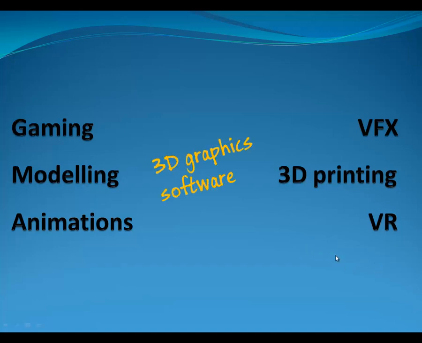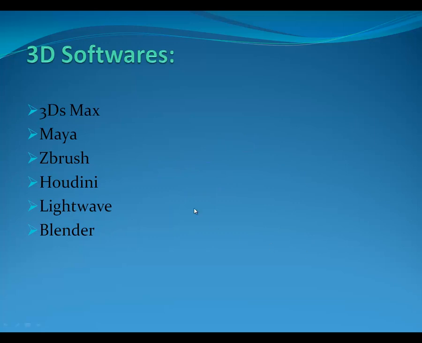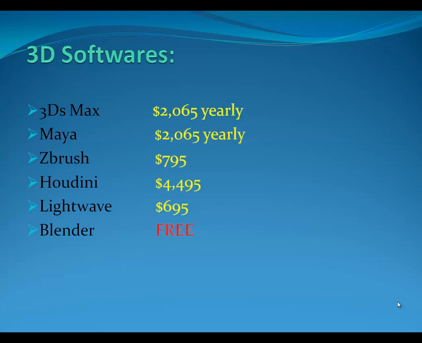All of these things we can do in 3D graphics software. There are many types of 3D graphics software, and the main ones are 3ds Max, Maya, ZBrush, Houdini, Lightwave, and also Blender. Not all software is free to use. Mostly all 3D software used in the game industry, movie industry, and other spheres is paid, and you need to pay to use the full version. And there are some prices for them.